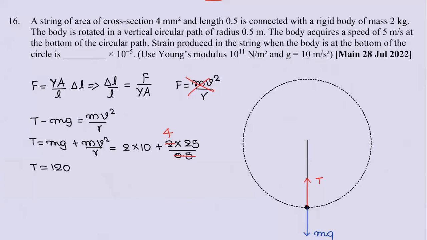So multiple cases are possible. A student may take T is equal to mg. If you take T is equal to mg, then you will get 20. If T is equal to mv square by R, you get 100. But in reality, it is 120. After this it is purely mathematics.